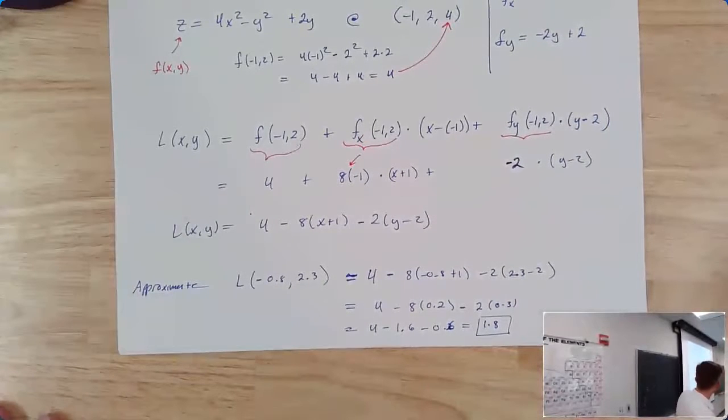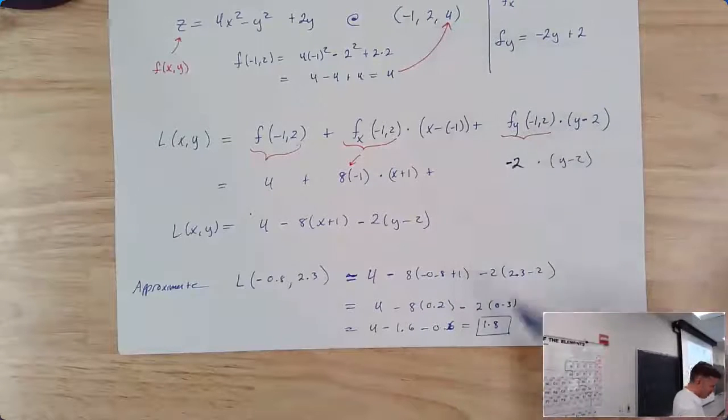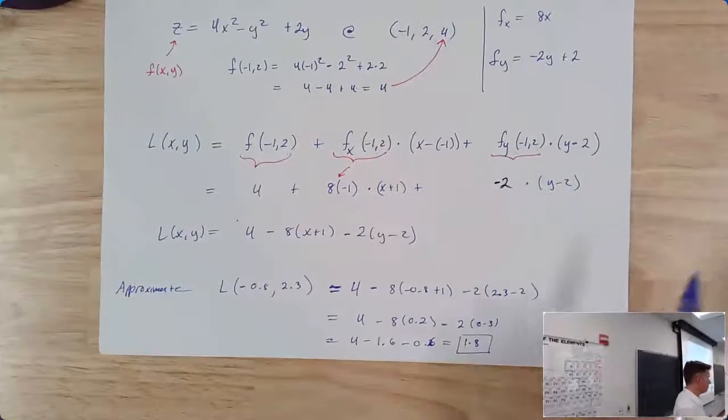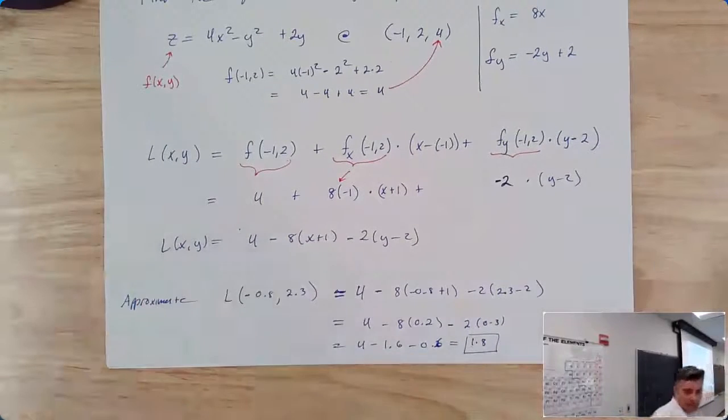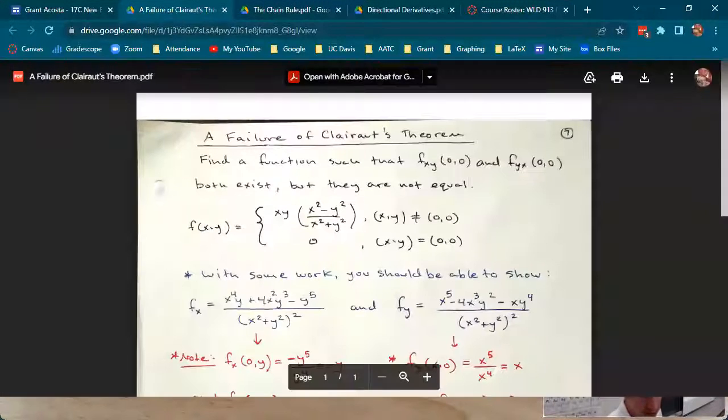So kind of interesting, I think, that we didn't move that far away from the point -1, 2, but our value went from 4 to 1.8. So it seems interesting. It might be telling to see what the graph looked like. So just to kind of see things here, I'll move this over for 1 second.